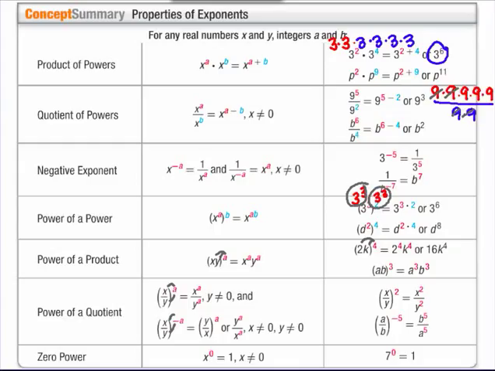And then last but not least, the 0 power. Anything to the 0 power is always 1. So it could be 1,000,000 to the 0 power, and your answer will still be 1.